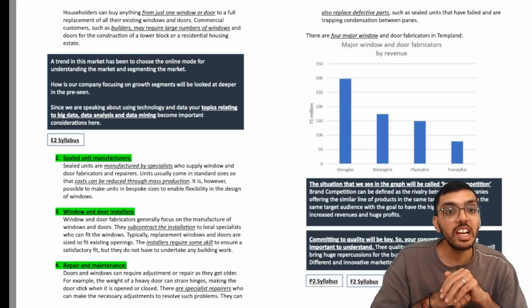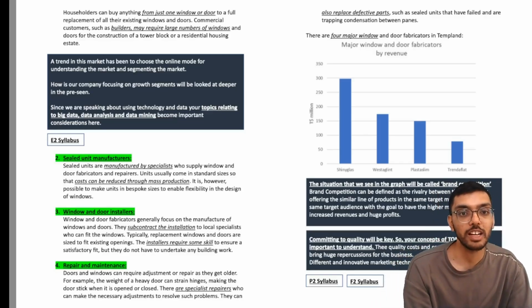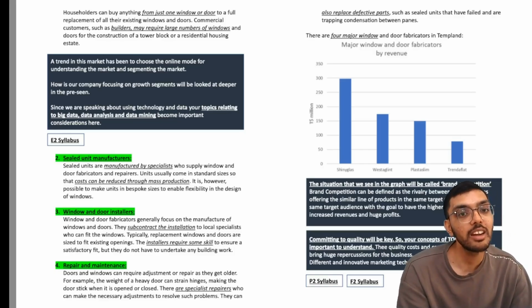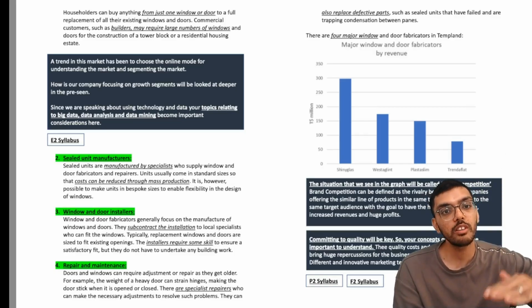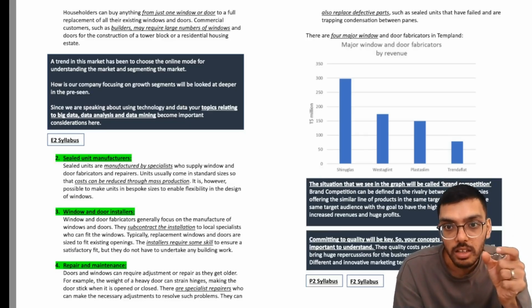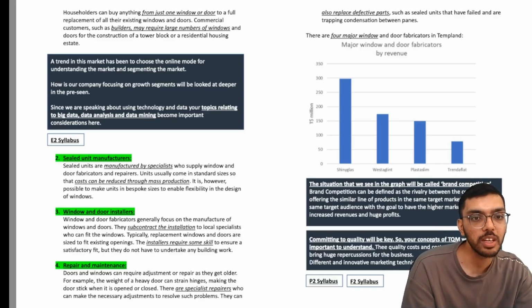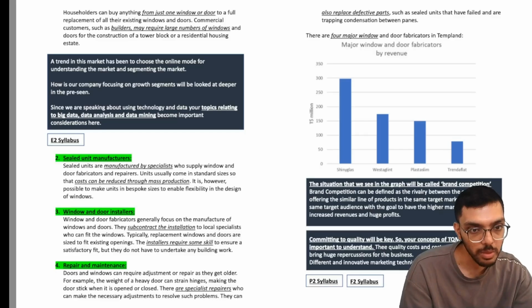So second, there are sealed unit manufacturers. I already spoke about this. Sealed units are manufactured by specialists who supply the window and door fabricators and repairers. So first comes the sealed units. They supply it to the window and door fabricators like Shinyglas. Units usually come in standard sizes so that costs can be reduced through mass production. It is, however, possible to make units in bespoke sizes to enable flexibility as well.